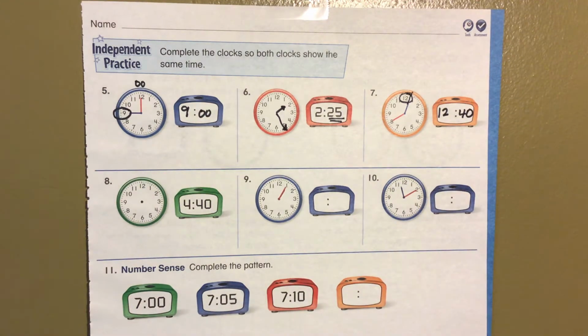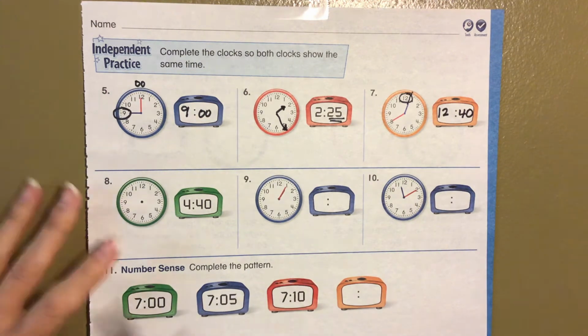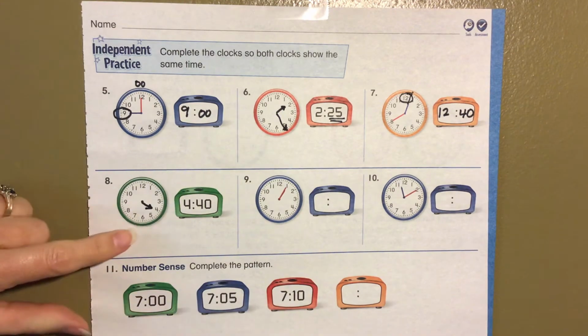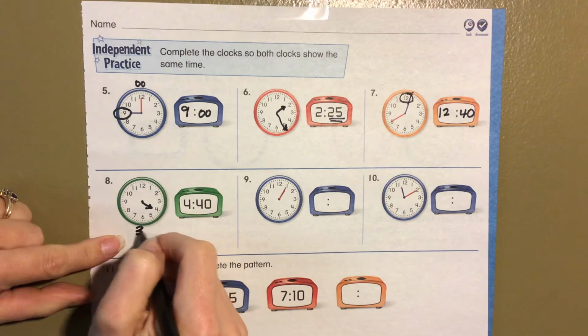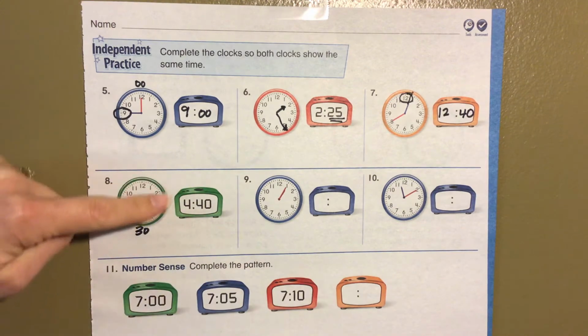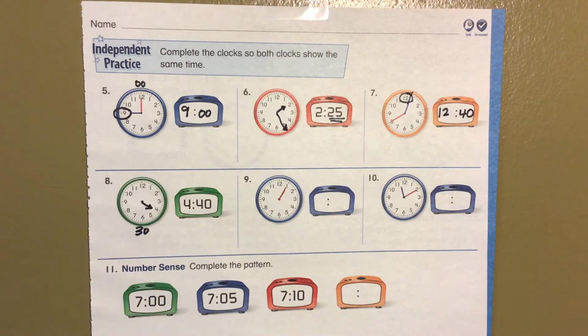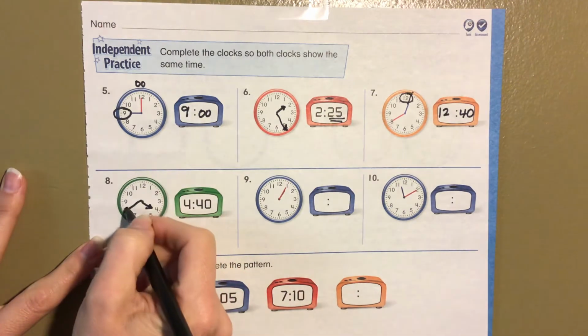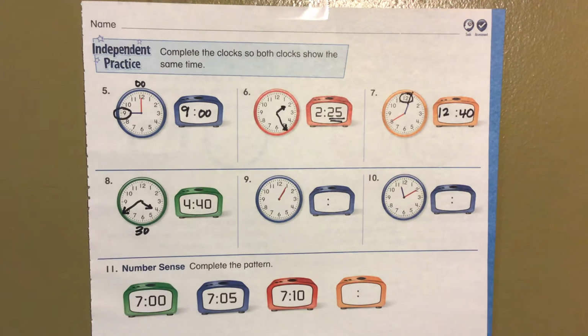Okay, let's go to number 8, 4:40. So I know my hour hand, my shorter one, has to point to 4, and I have to go to 40. I know that the 6 is 30, so I don't want to have to go 5, 10, 15, 20, all the way around. So I am going to go over here to 40. So 30, 35, 40 right there, and that's how that one looks.